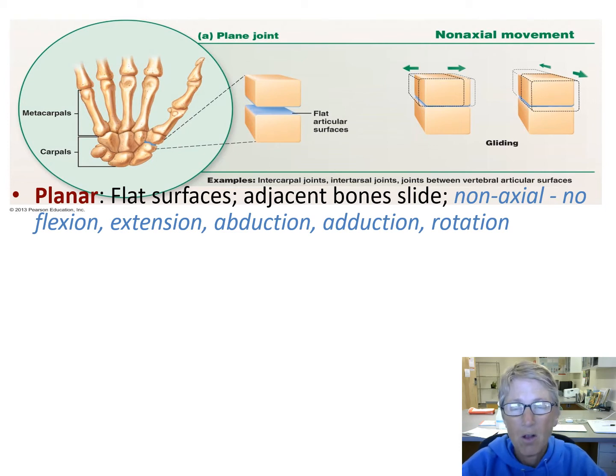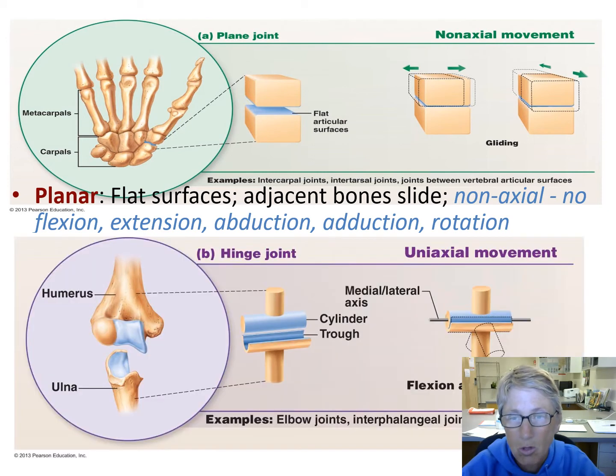If it's a non-axial joint, that means that there's no flexion or extension, abduction, adduction, or rotation. So the next type of joint is a hinge joint. This is a uniaxial joint, so it has uniaxial movement.